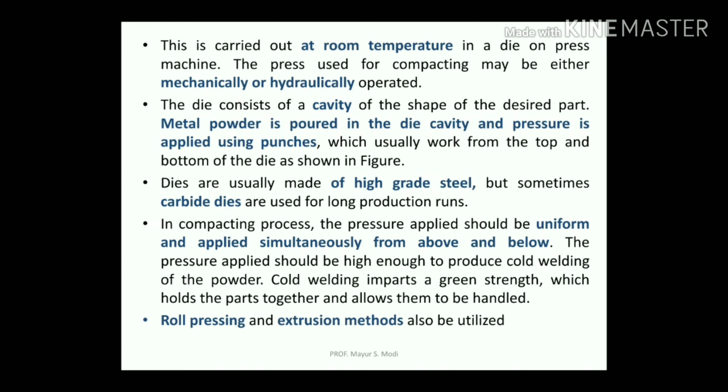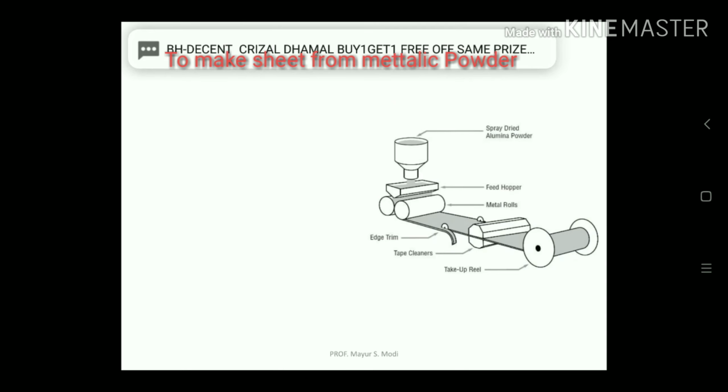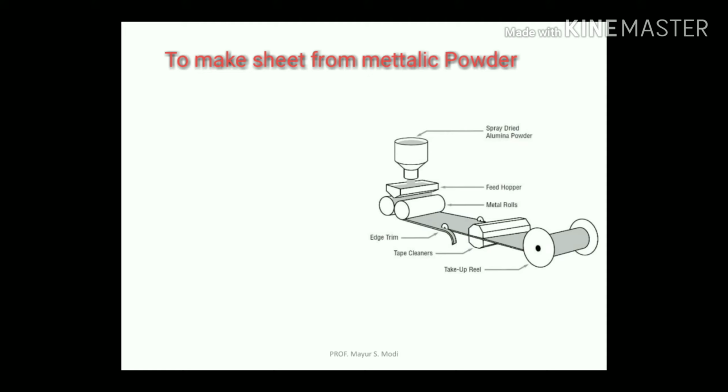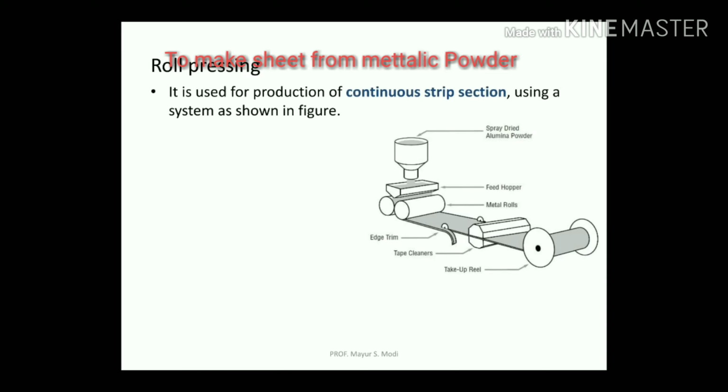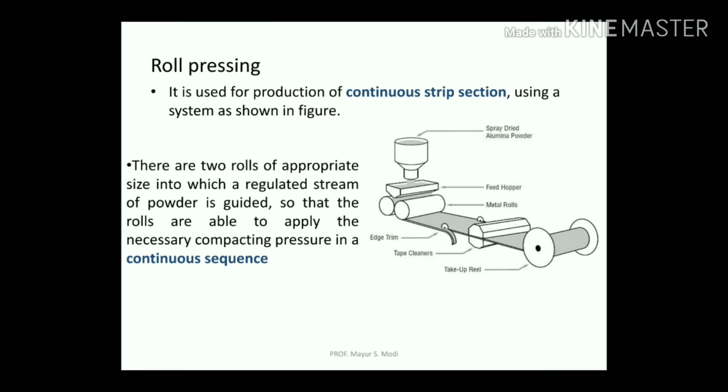Roll pressing and extrusion methods are also utilized. So let's say it is the roll pressing process. From the hopper, the powder is collected and passed through rollers of different sizes. With the application of high pressure rollers, the powder is converted into thin sheets. It is used for production of continuous strip sections. There are two rollers of appropriate size into which a regulated stream of powder is guided so that the rolls are able to apply the necessary compacting pressure in a continuous sequence.